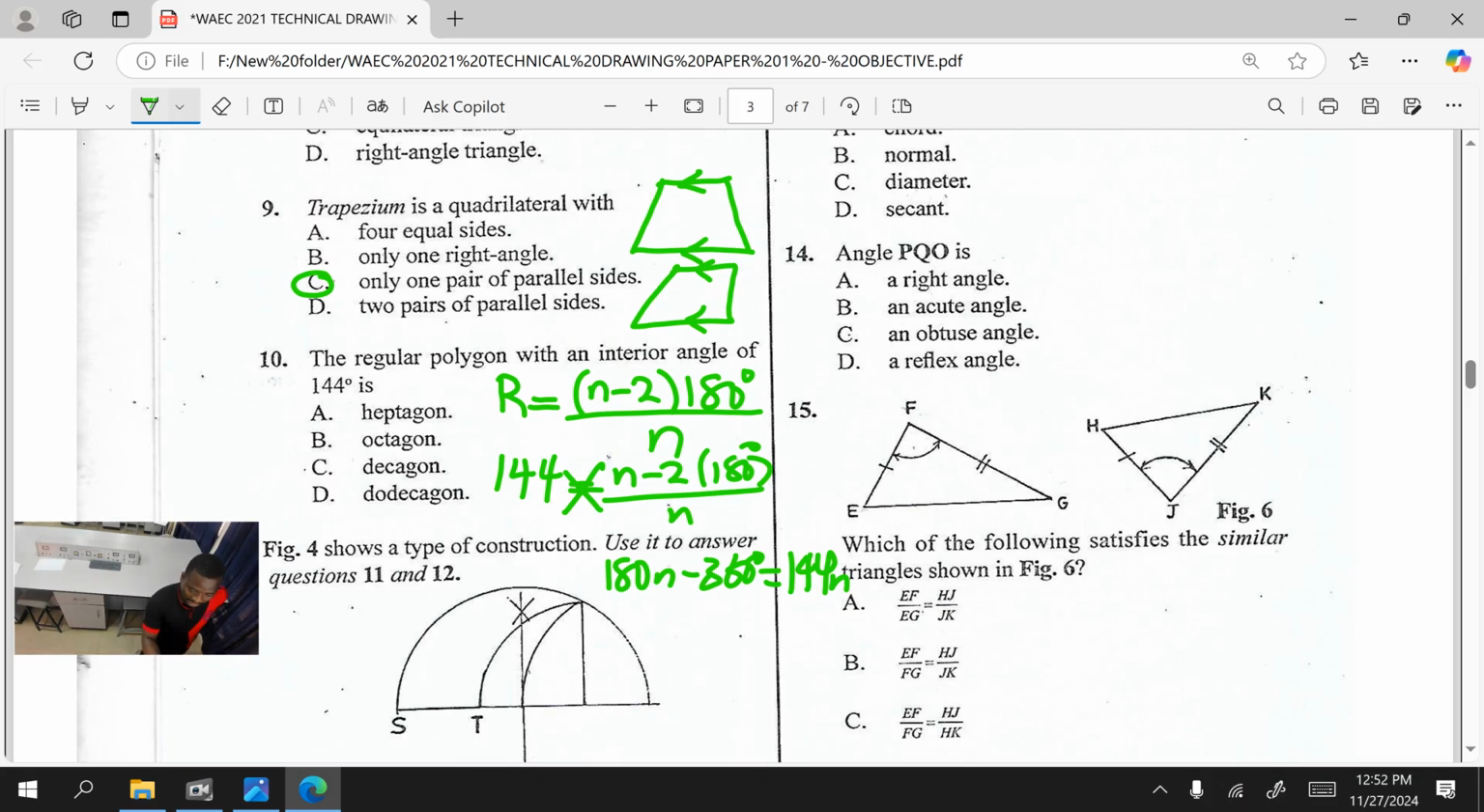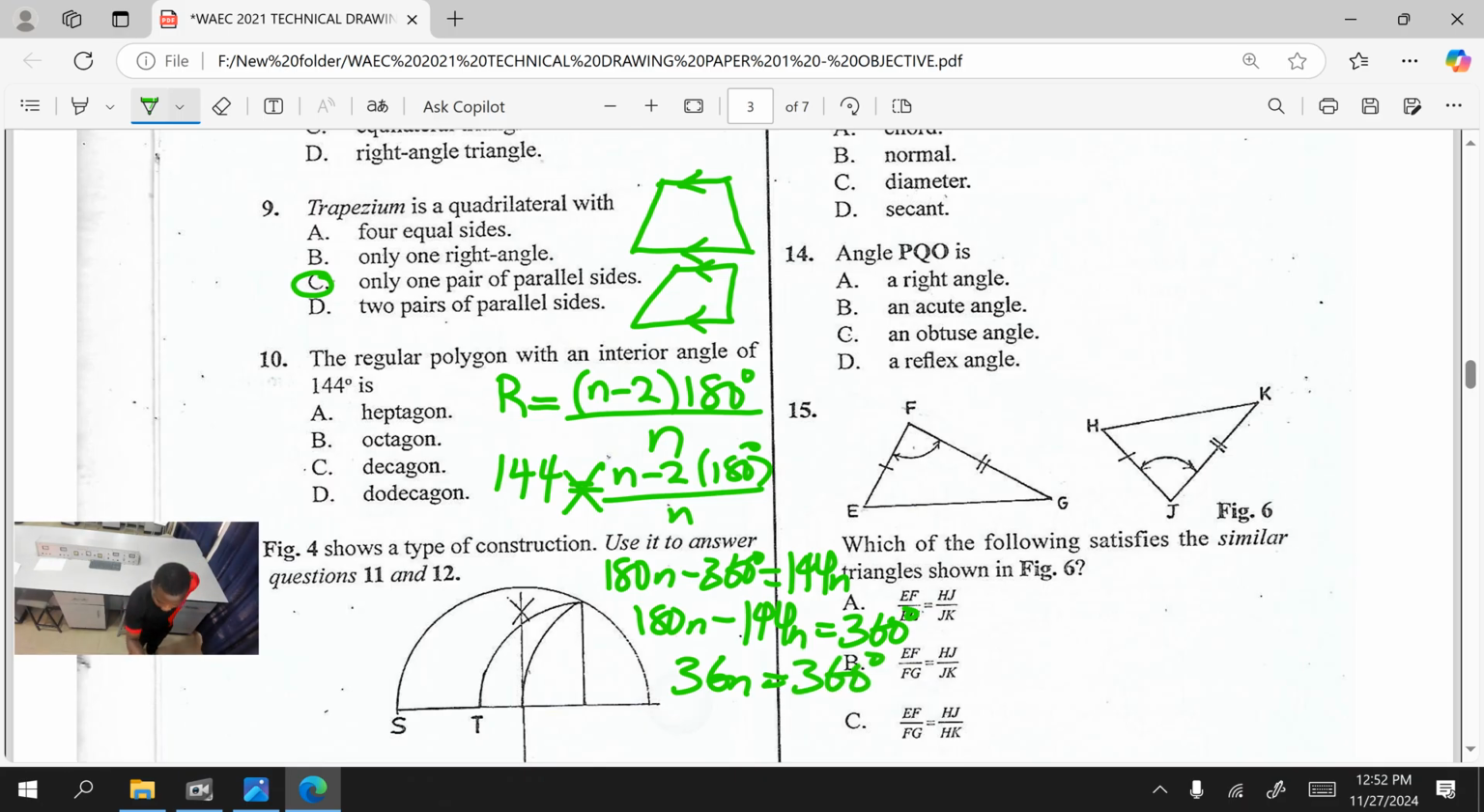So let's collect like terms. That will give me 180n minus 144n. Take 360 to the other side, it will become 360 degrees. The minus will change to plus. Do you get it now? So 180n minus 144n will give us 36n equals 360 degrees.